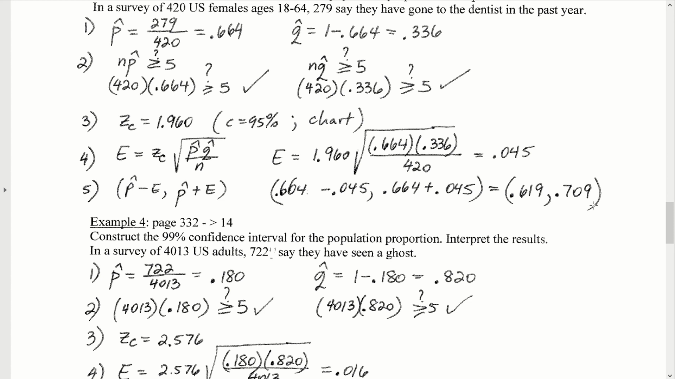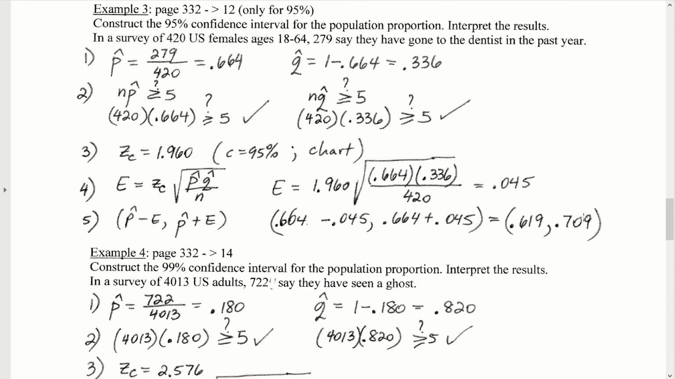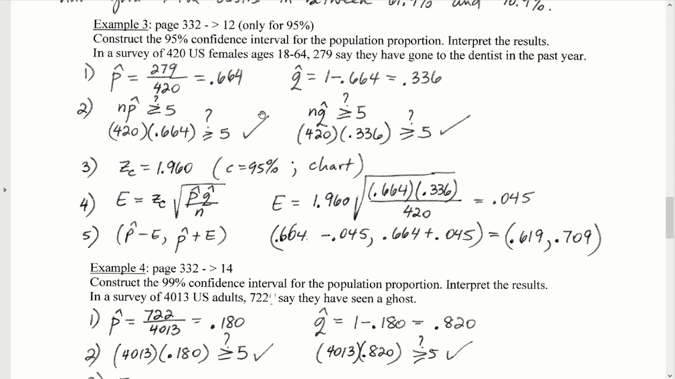The interpretation of this is that we can say that we are 95% confident that the true proportion of U.S. females aged 18 to 64 that have gone to the dentist in the past year is between 0.619 and 0.709. So percentage-wise, we believe it to be about between 62 and 71%. This is how you would construct a confidence interval for proportion by hand.